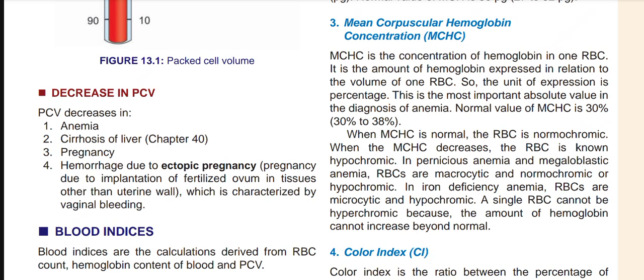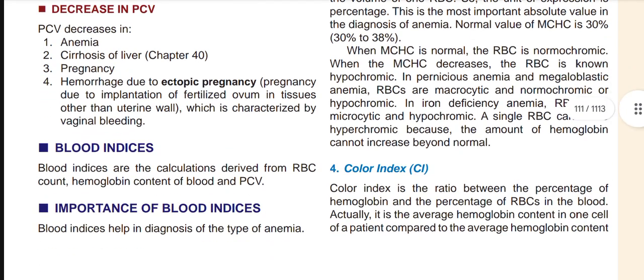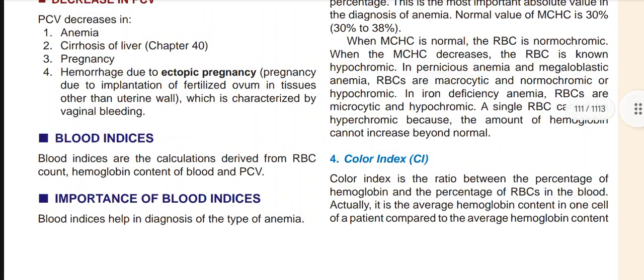When MCHC is normal, the RBC is normocytic. When the MCHC decreases, the RBC is known as hypochromic. In pernicious anemia and megaloblastic anemia, the RBCs are macrocytic and normochromic or hypochromic. In iron deficiency anemia, RBCs are microcytic and hypochromic. A single RBC cannot be hyperchromic because the amount of hemoglobin cannot increase beyond normal.